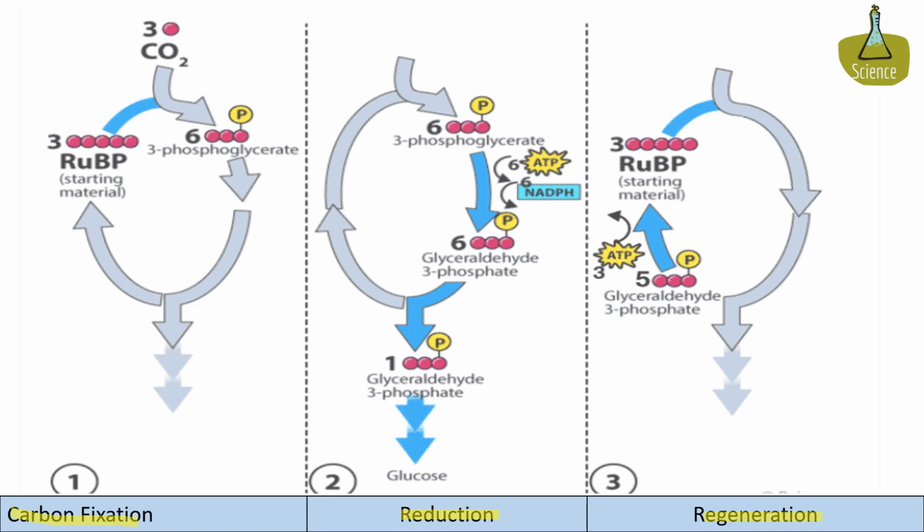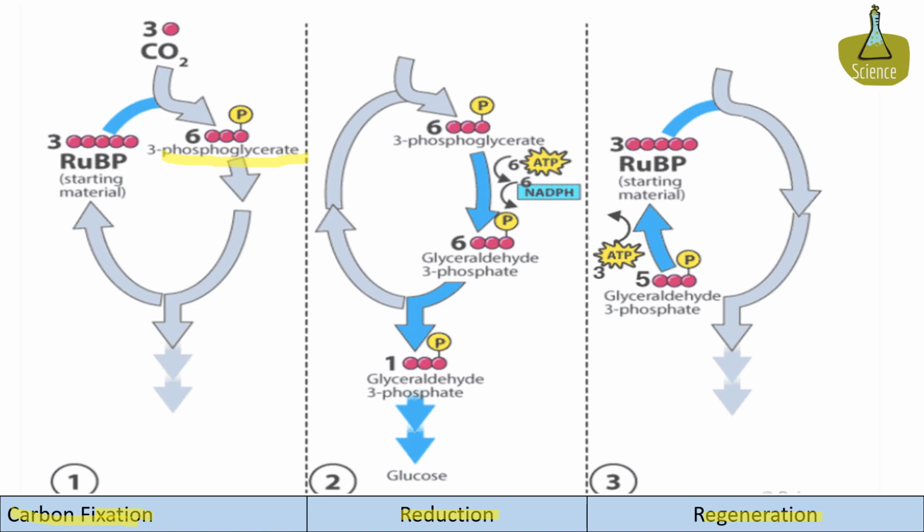First, carbon fixation. Here 3 molecules of CO2 and 3 molecules of ribulose 1,5-bisphosphate, which is a 5 carbon compound, get united and form 6 molecules of 3-phosphoglycerate. 6 molecules of 3-phosphoglycerate, which is a 3 carbon molecule, right? So this process is known as carbon fixation.